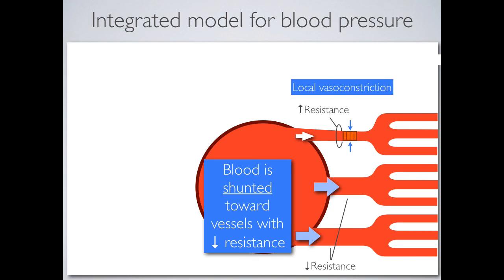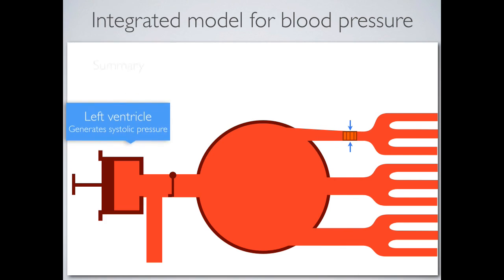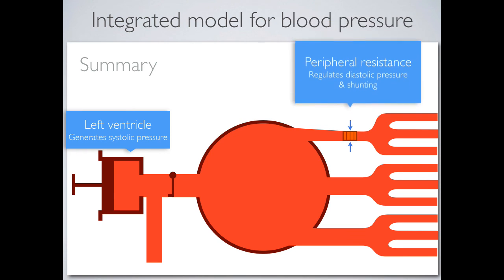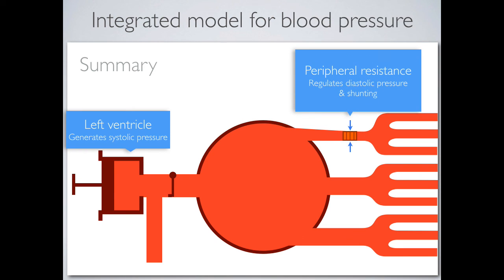So what we're seeing here is that blood is being shunted towards the vessels with the lower resistance, which are also larger in diameter. Okay, so to summarize, we've got the left ventricle generating systolic pressure. We have peripheral resistance regulating the diastolic pressure and also allowing for shunting, that is differential blood flow to different organs. And the role of the aorta is key here because it's functioning as this water balloon that elevates the pressure during diastole.